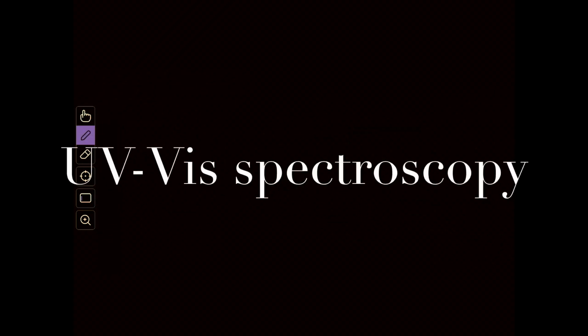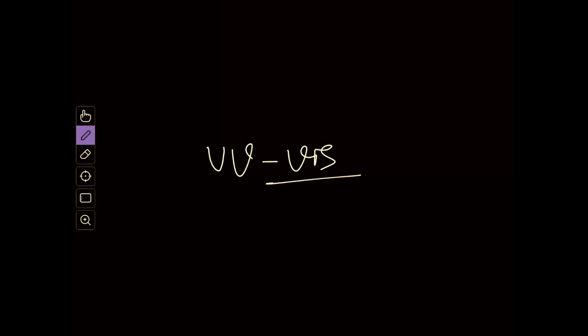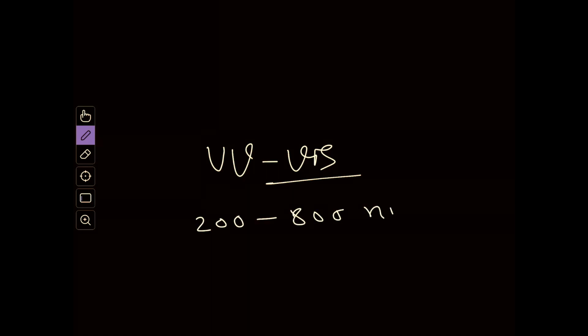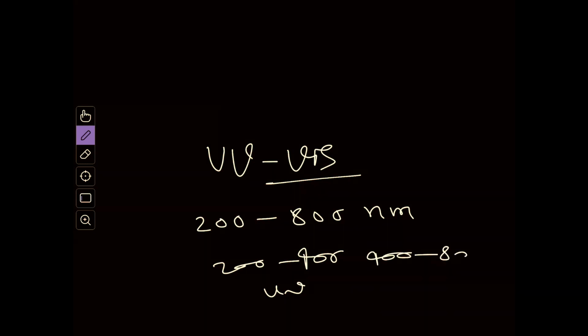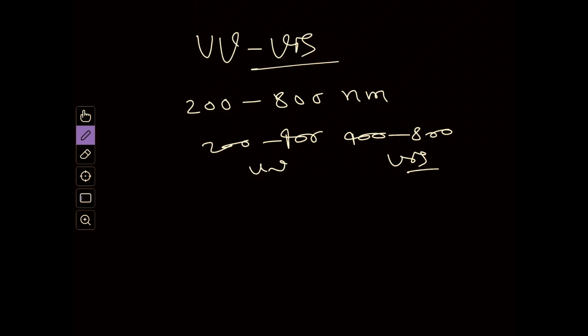Now in this video I am going to talk about ultraviolet and visible spectroscopy, which in short we call UV-Vis spectroscopy, because the wavelength used in this particular spectroscopic technique falls between 200 to 800 nanometers. From 200 to 400 this is the UV range, and from 400 to 800 this is the visible range. That's why it is called ultraviolet visible spectroscopy.